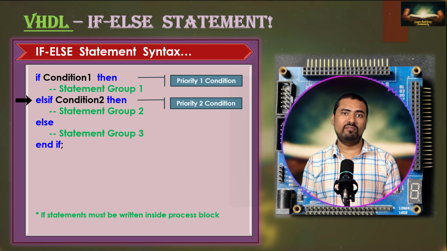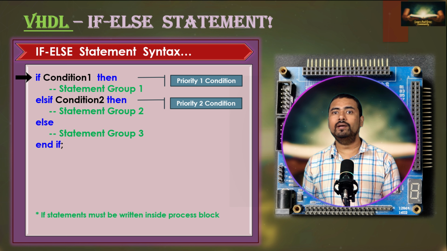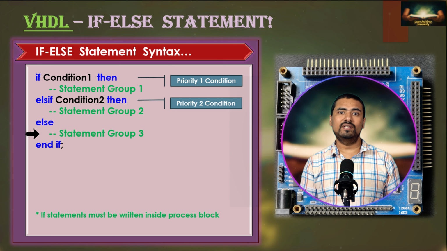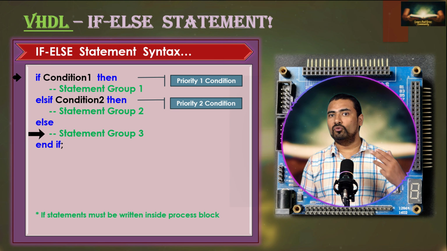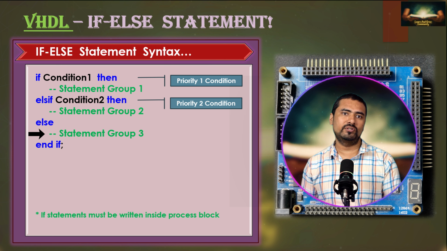Now condition 2 has the second priority, which means this will only get checked when condition 1 is not met, right? And if this condition 2 is true, then statement group 2 will execute and the compiler will exit from this if condition. Same with statement group 3. When condition 1 and condition 2 are not true, then this set of statements will execute.